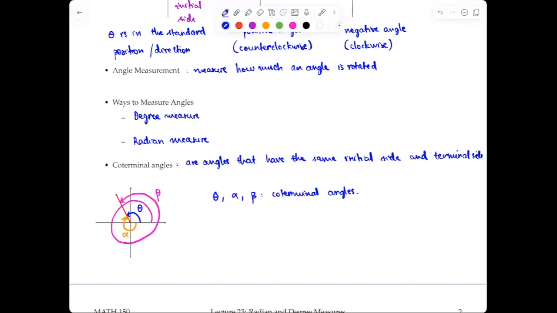We can go triple count, single, double, triple, quadruple count. As a matter of fact, there are infinitely many coterminal angles because the restriction is that you have the same initial side and terminal side. That's why when we talk about coterminal angles, or when you try to identify coterminal angles, we always restrict ourselves to a certain interval, usually between 0 and 2 pi. We'll get to that later in the lecture notes. But for now, hopefully you know how to identify coterminal angles.